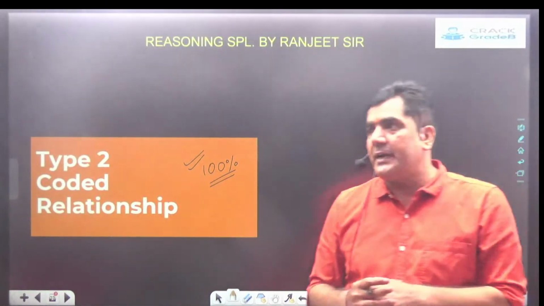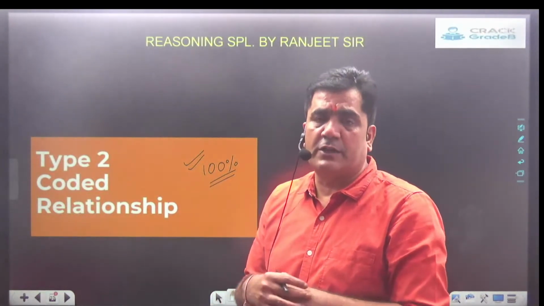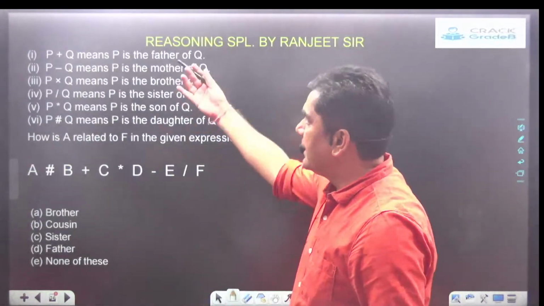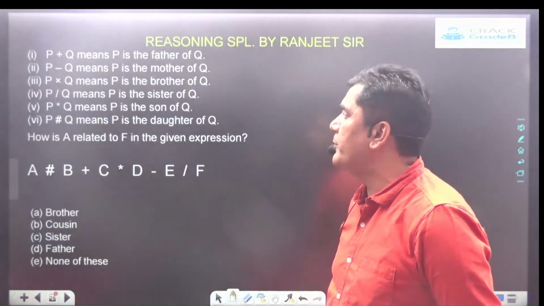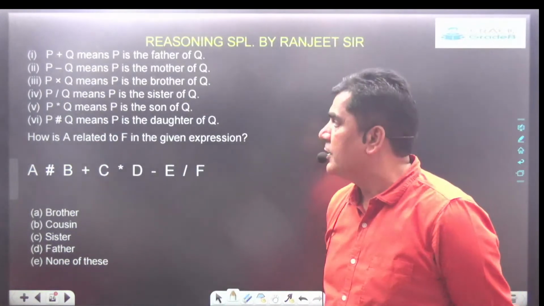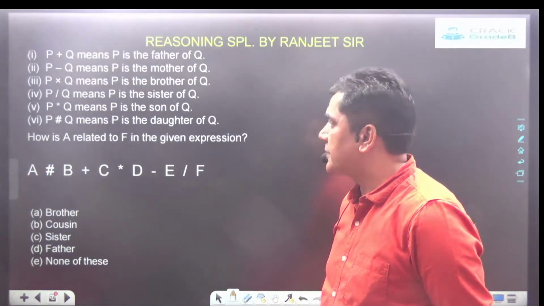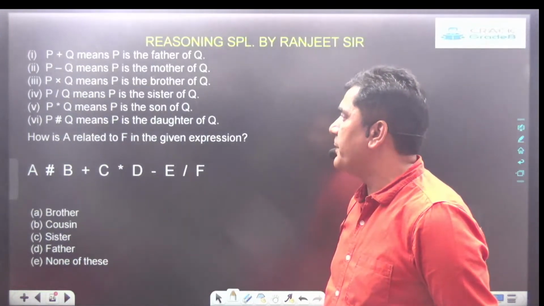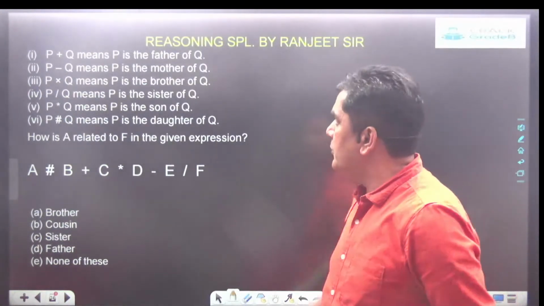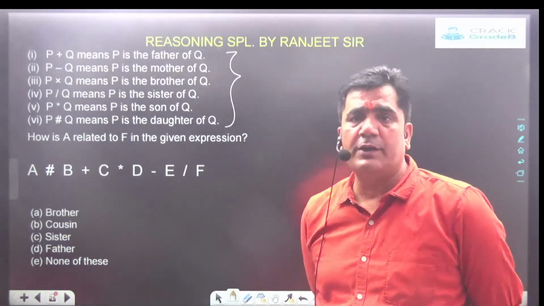Now let's understand, whenever any question based on coded relationship is given in the exam, how to get the answer to that one. Let's take an example. See, here they have given like this. P plus Q means P is the father of Q. P minus Q means P is the mother of Q. P cross Q means P is the brother of Q. P division Q means P is the sister of Q. P star Q means P is the son of Q. And P has Q means P is the daughter of Q. So this direction will be given to you in the exam.